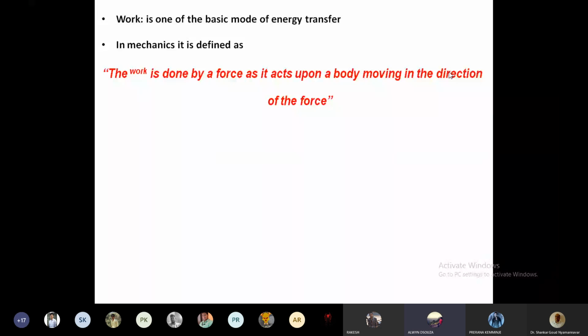I'll stick to my change, sir. You want to change or you want to stick? What do you want to say? Change. Work is a vector product. So all three, Prerna, Rakesh and Alvin, are saying it's vector product. Correct? Am I right?